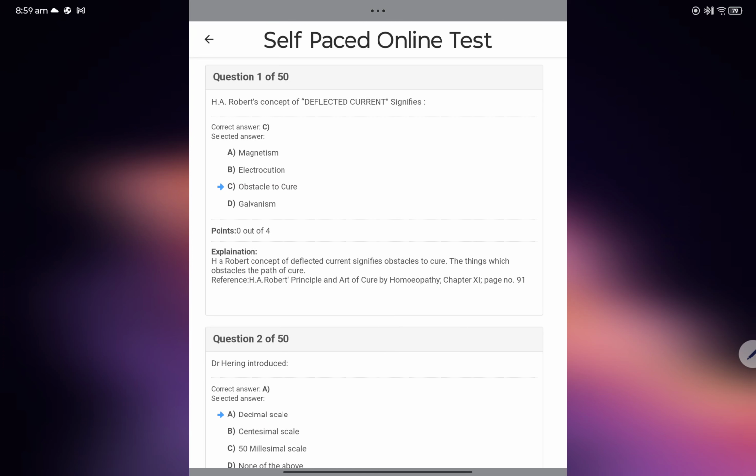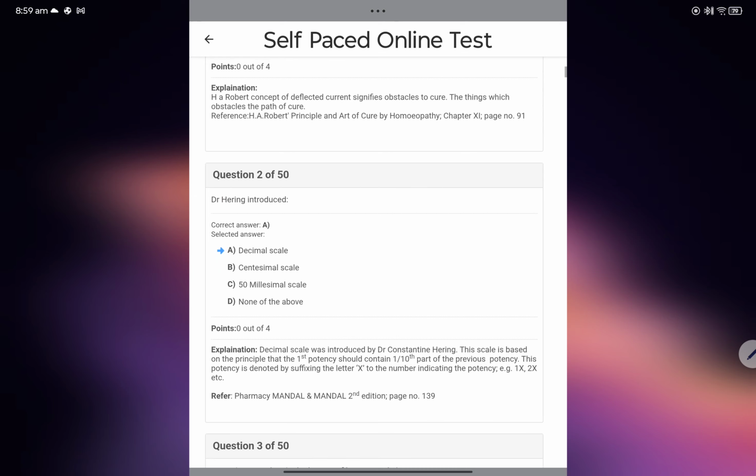Okay, so first question is, so now we are reading about stalwarts and their comments in Organon of Medicine, homeopathy. First question is, H. A. Roberts' concept of deflected current signifies. The answer is obstacle to cure. H. A. Roberts' concept of deflected current signifies the obstacle to cure.